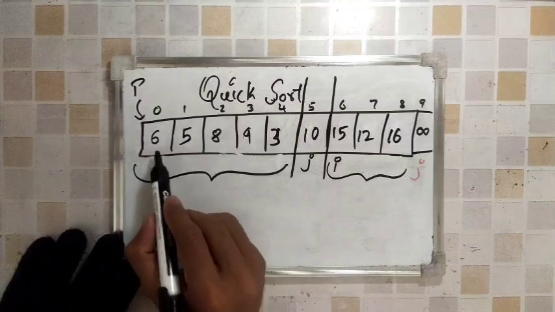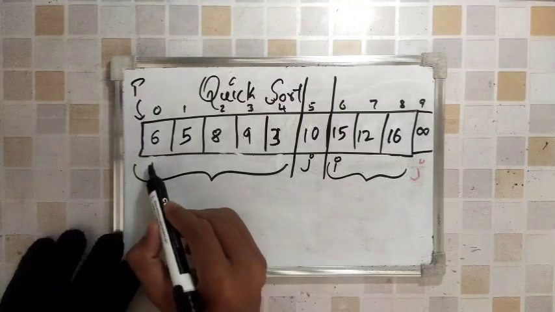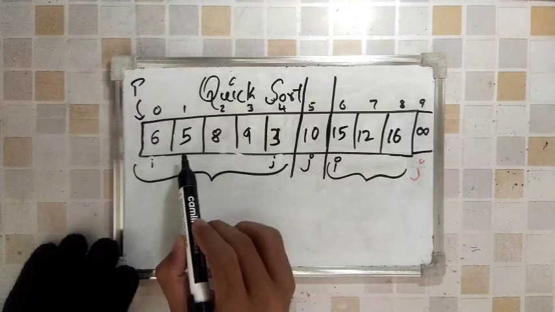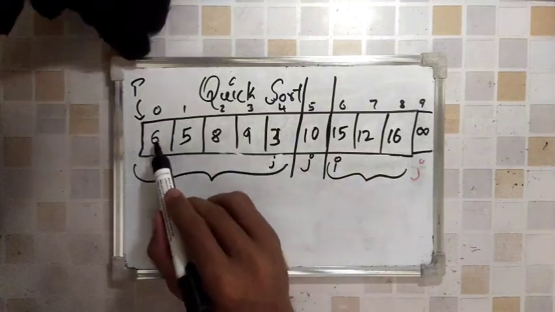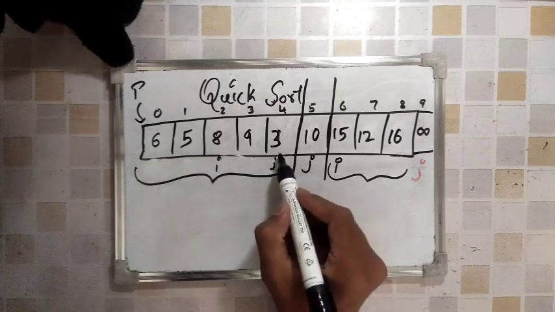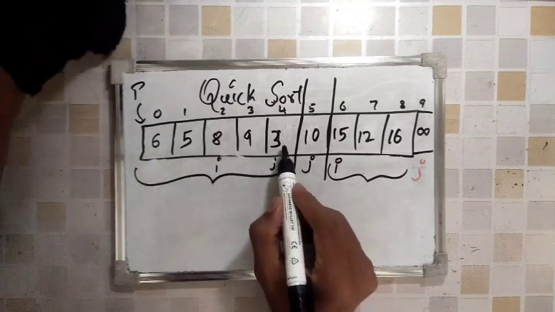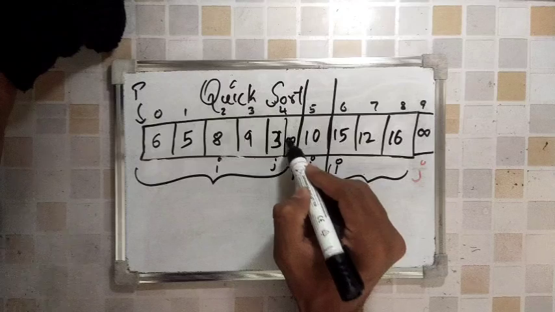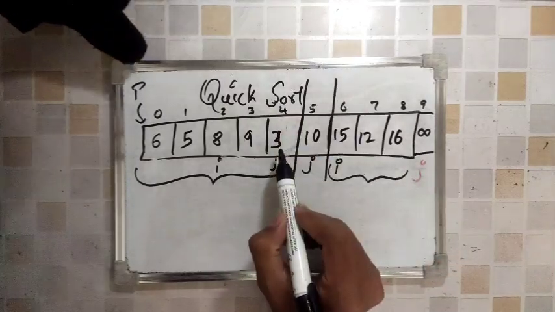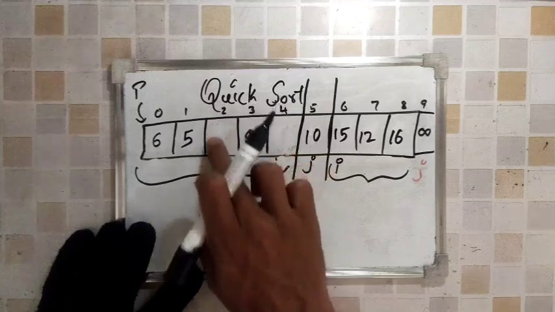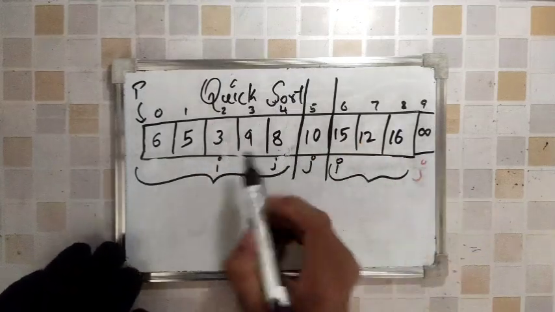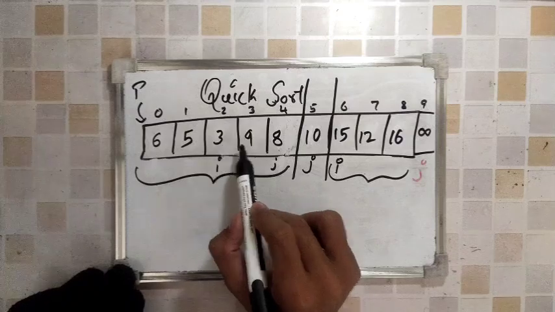Here, what will happen? This is my pivot 6, i here, j here. Now it will increment until it finds an element greater than 6. So i will be here. Here I will be having one infinity, right? So j will come here to 3, just assume it. 3 is less, so these places will swap. 3 goes here and 8 goes here.